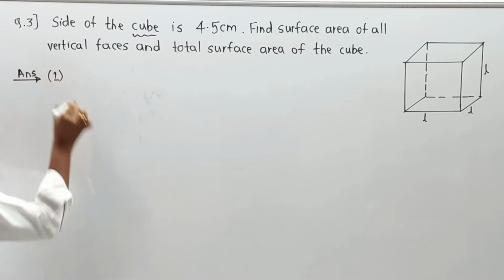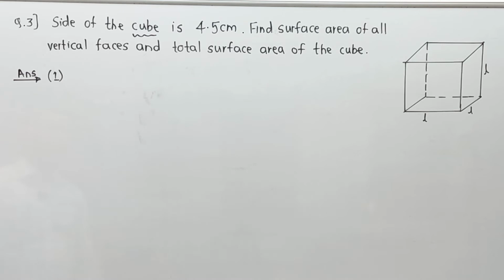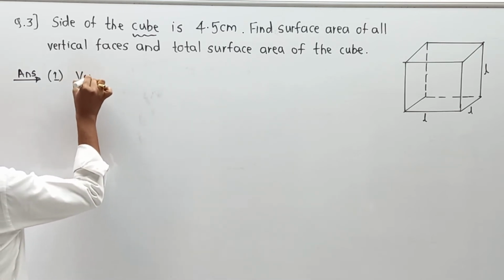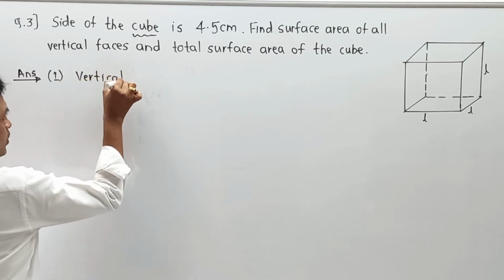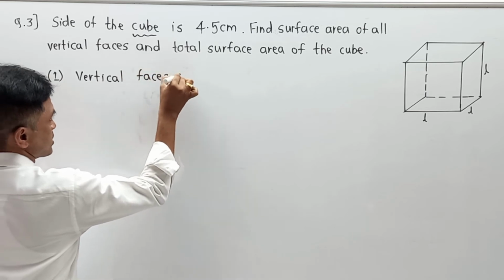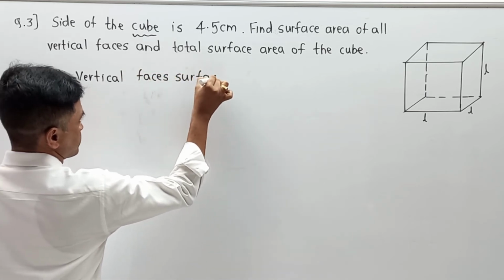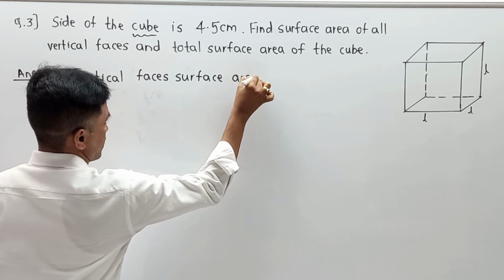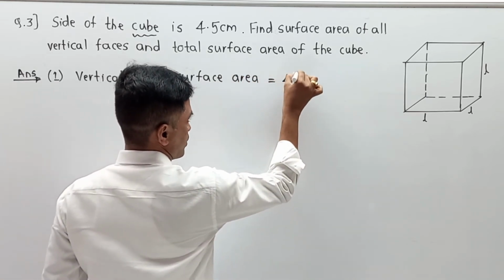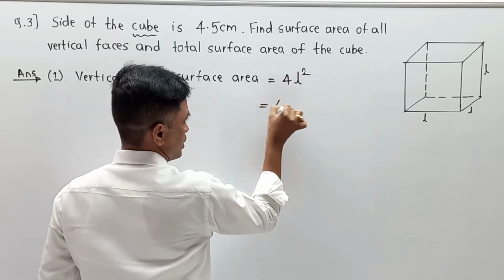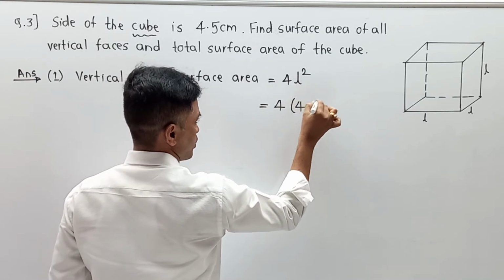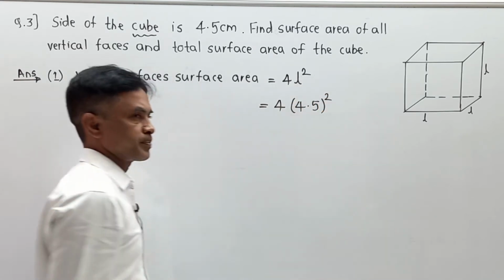As per their first condition, surface area of all vertical faces, or you can say vertical faces surface area, and that is equal to 4L square. Solution is 4L square. Value of L is 4.5. So 4.5 bracket square.